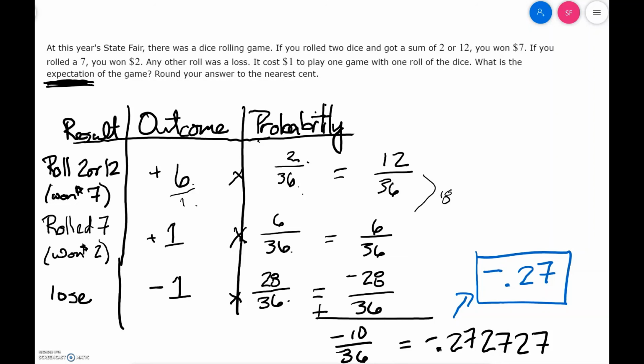Or you could say that the state fair people, the people running the game, will have to pay out some, but a lot of times the people will lose. And so they can think of it as each time somebody plays, on average, they're going to make 27 cents.